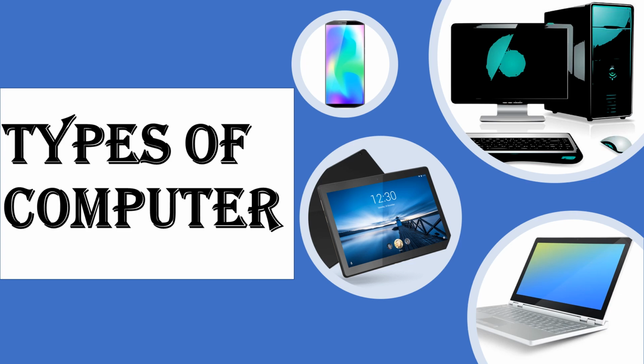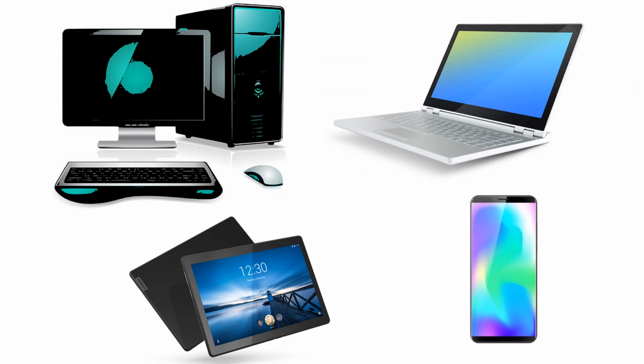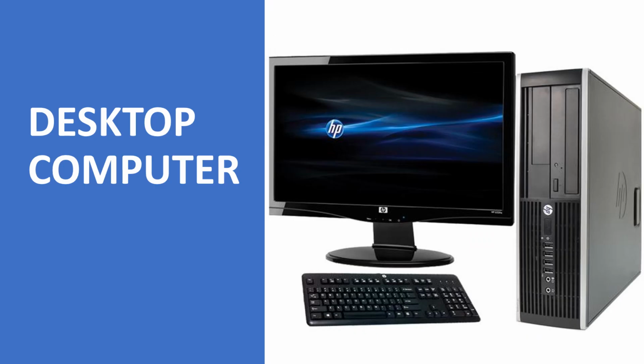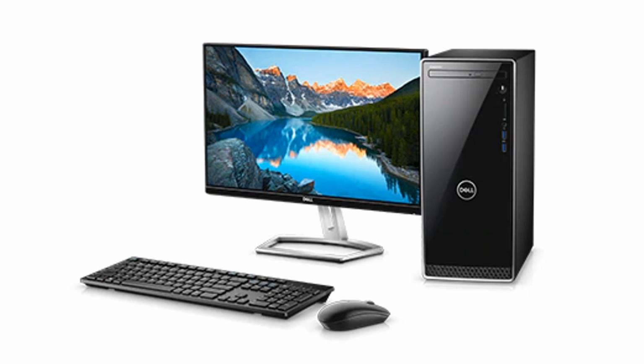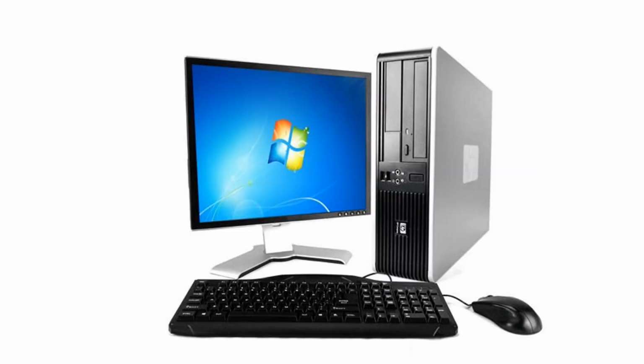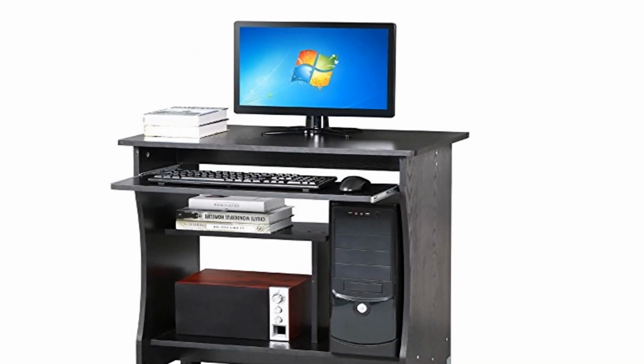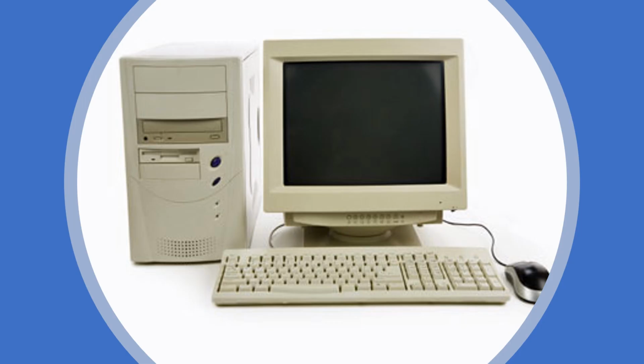Types of computers. Computers are of different shapes and sizes. Desktop computer. This is a desktop computer. Desktop computers are big in size, so they are kept on the desk or table. In olden days, desktop computers looked like this.